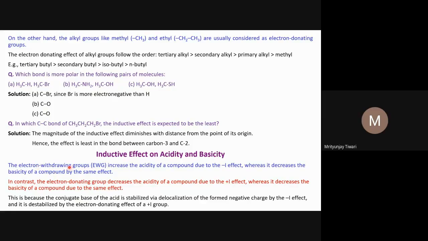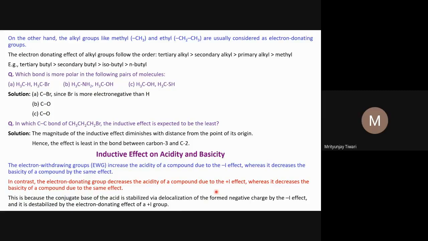In contrast to what we have seen here, the electron donating group decreases the acidity of a compound. Why? Because it will increase the electron density of the atom which is attached to the proton. If it increases the electron density at that atom, it will decrease the polarity of that particular bond, and so it decreases the acidity. The electron donating group decreases the acidity of a compound due to the plus I effect.